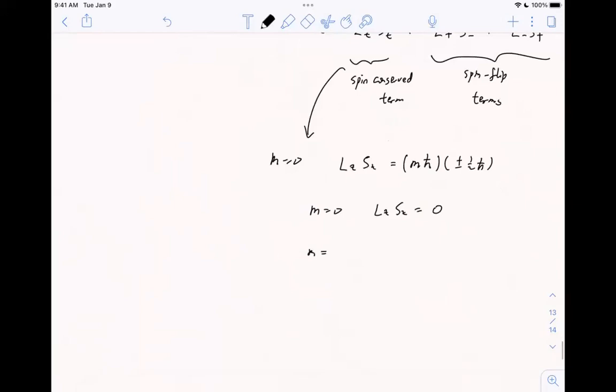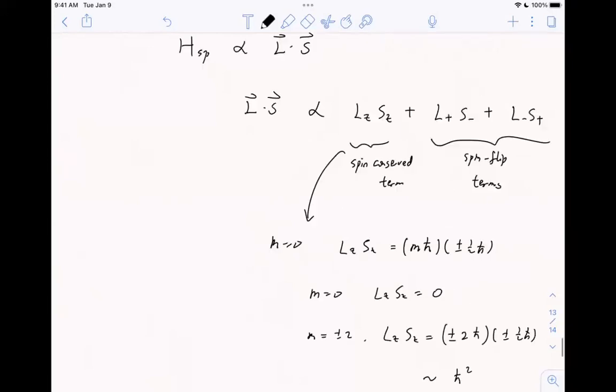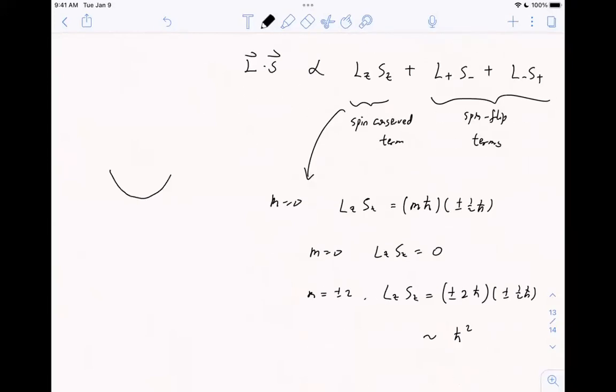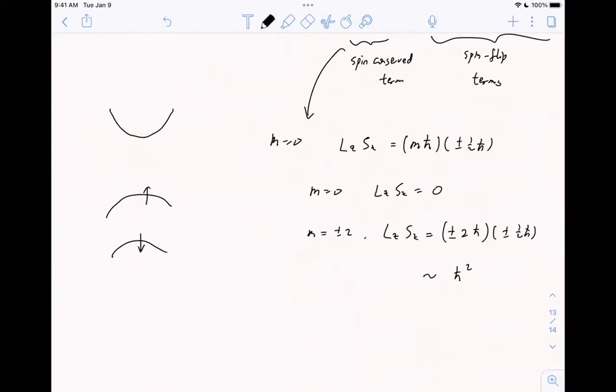So for m equal to plus and minus 2, this will be finite, on the order of H bar square. So this is 0, and this is H bar square. So we're going to add a phenomenological term for spin up and spin down. They're going to be split.